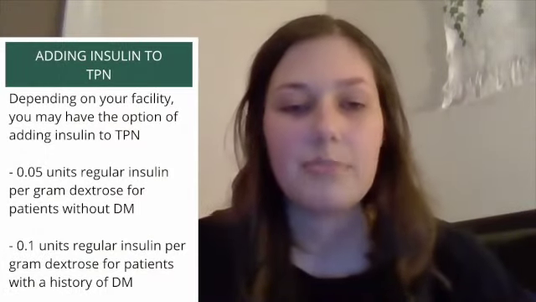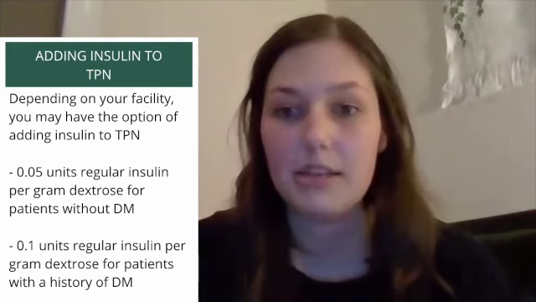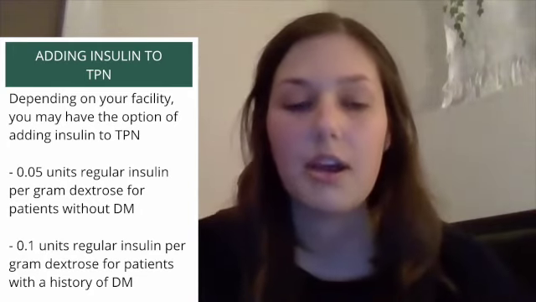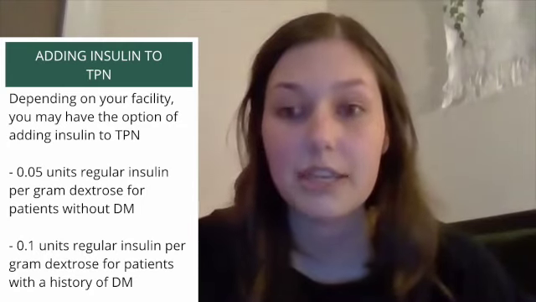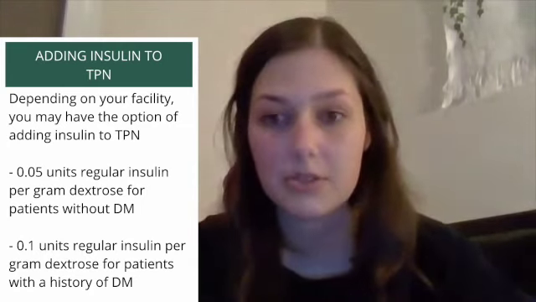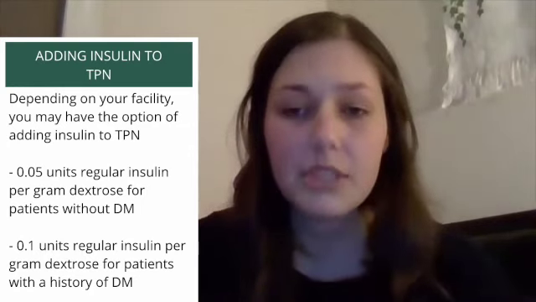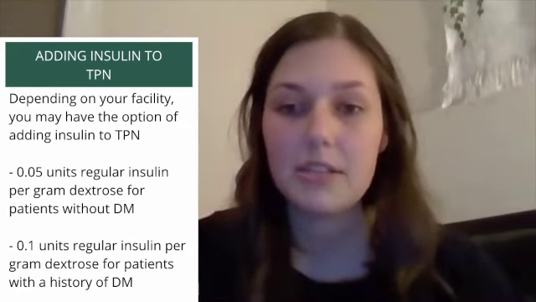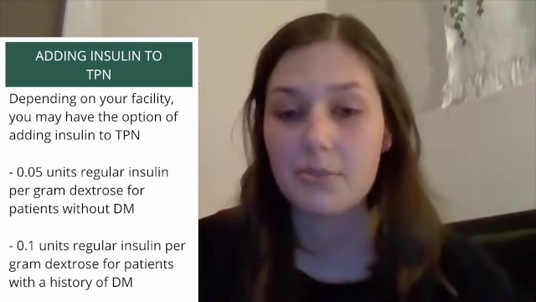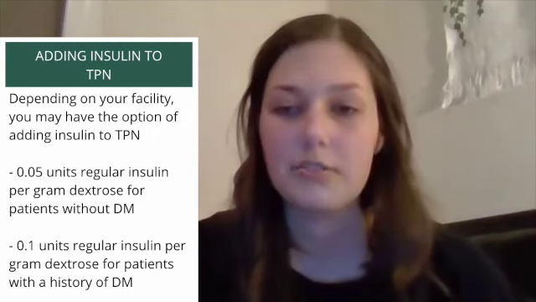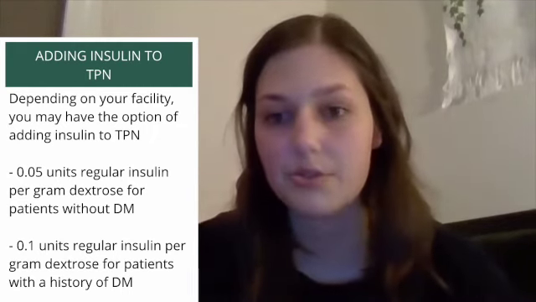This is just regular insulin, and you dose it based off of the grams of dextrose that you have in the TPN. If you have a patient who does not have a history of diabetes and is insulin naive, the rule of thumb is to start with 0.05 units of regular insulin per gram of dextrose in the TPN. If you have a patient with a history of diabetes who is not insulin naive, then we start at double that. So we start at 0.1 units of regular insulin per gram of dextrose in the TPN.